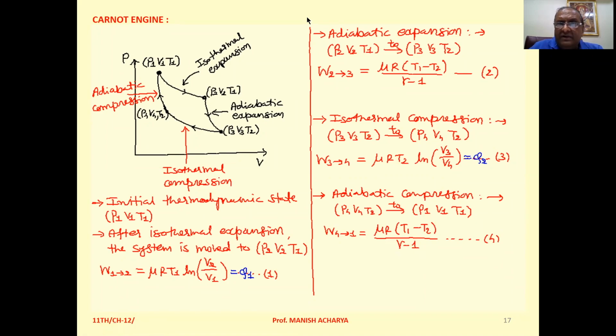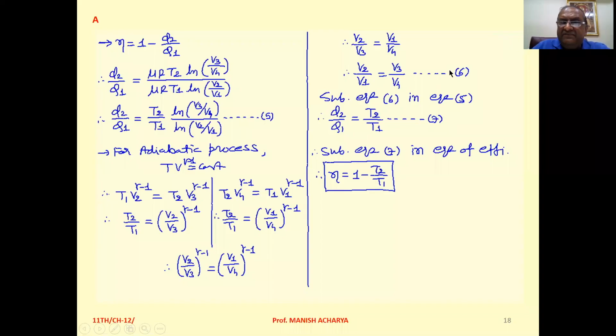Clear up to this one? Now let's calculate the efficiency for this particular heat engine. So efficiency eta is equal to 1 minus Q2 by Q1, the generalized equation for any heat engine. But here Q2 is mu R T2 ln V3 by V4 and Q1 is mu R T1 ln V2 by V1. Mu R cancelled. So we can write Q2 by Q1 equal to T2 by T1 times ln V3 by V4 upon ln V2 by V1.